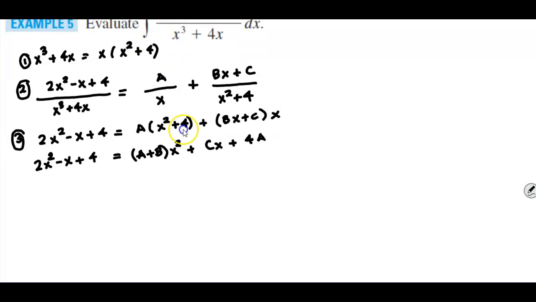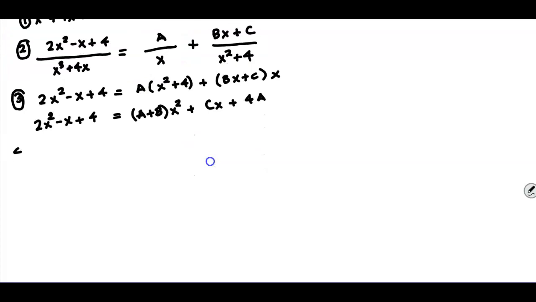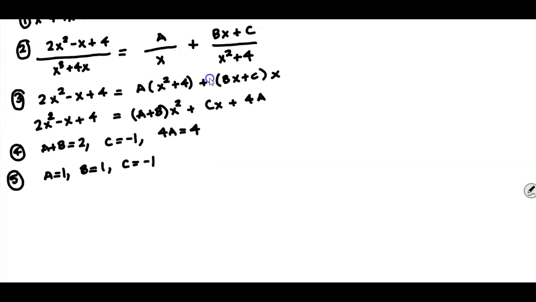And so therefore, our first equation is A plus B equals 2. We know that C is going to equal -1. And we know that 4A is going to equal 4. So ultimately what it's going to give us are the following values. We're going to get A is equal to 1, B is going to equal 1, and C is going to equal -1.